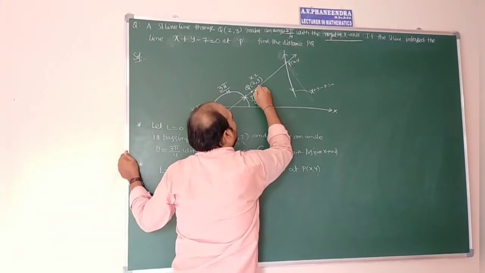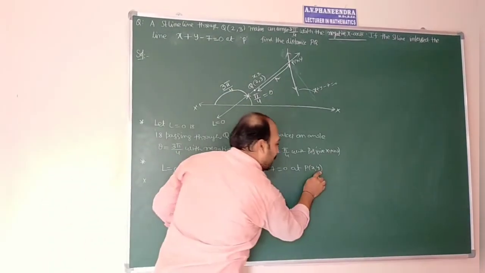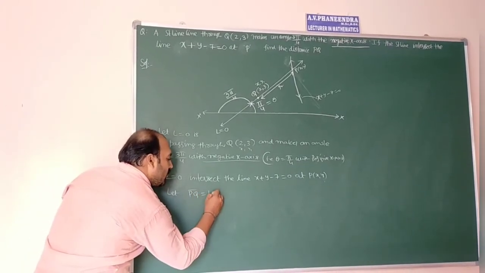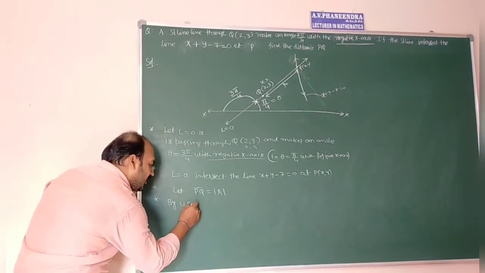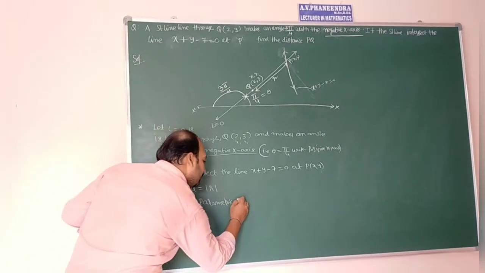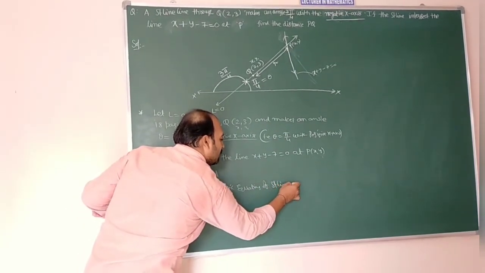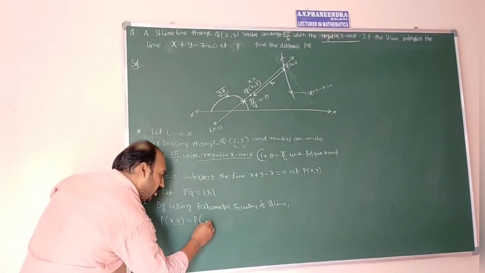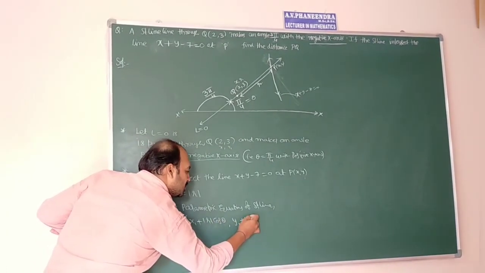Now they are asking to calculate the distance between P and Q. Let the distance between P and Q be equal to mod r. So by using the parametric equations of a straight line, P of x comma y is equal to P of x1 plus mod r cos theta, y1 plus mod r sin theta.